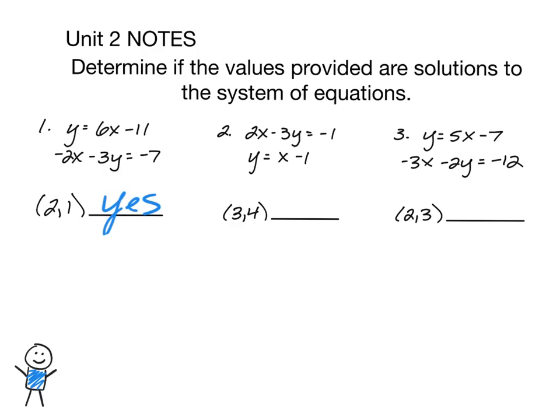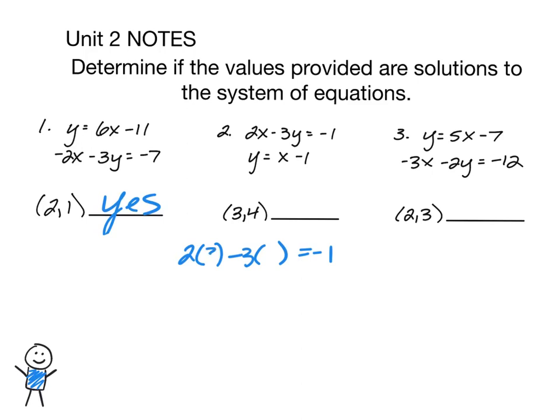Same concept for question number 2 here. The first equation says 2 times x minus 3 times y is equal to negative 1. And now I'm going to take the x value, plug it in for the x spot, and the y value, plug it into the y spot, and see if it makes a true equation.